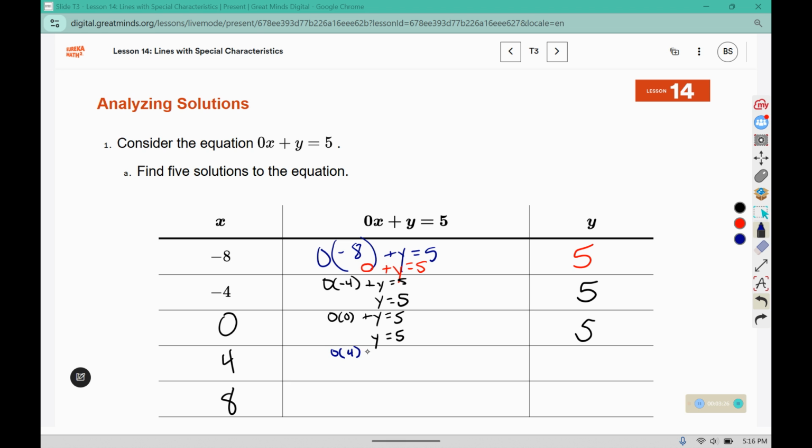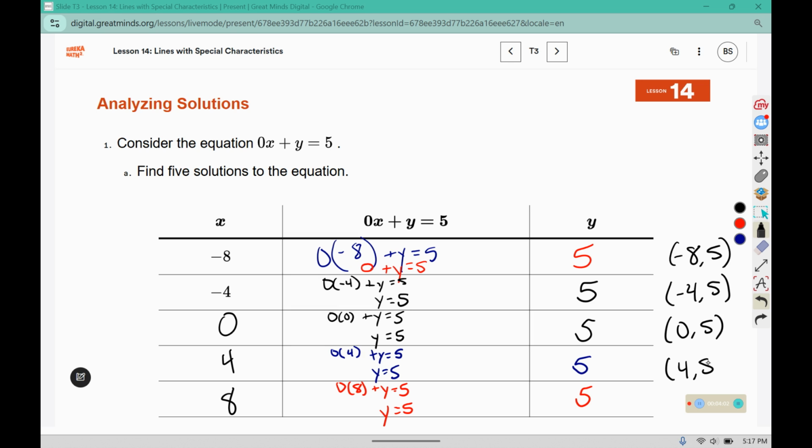If I put in 4, 0 times 4 is 0, so y is still 5. And if I plug in 8, 0 times 8 is 0, so I still get y equals 5. So the solution to these equations comes in the form of coordinates, like negative 8, 5, negative 4, 5, 0, 5, 4, 5, and 8, 5.